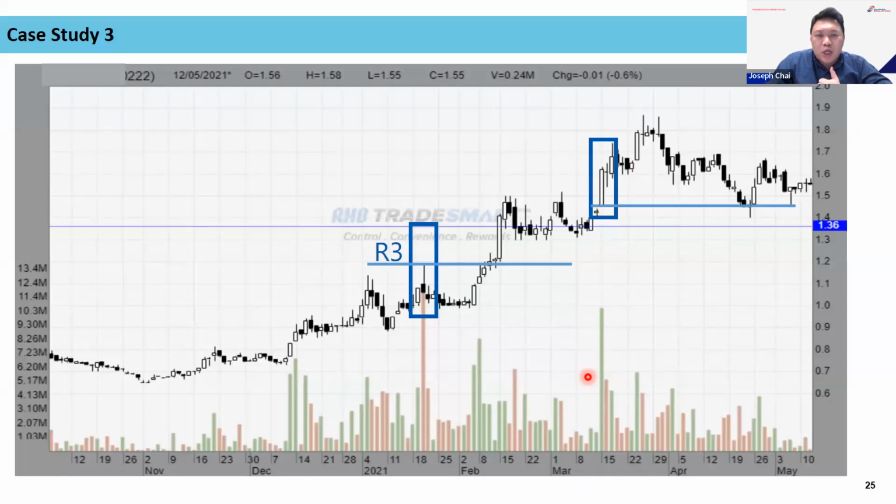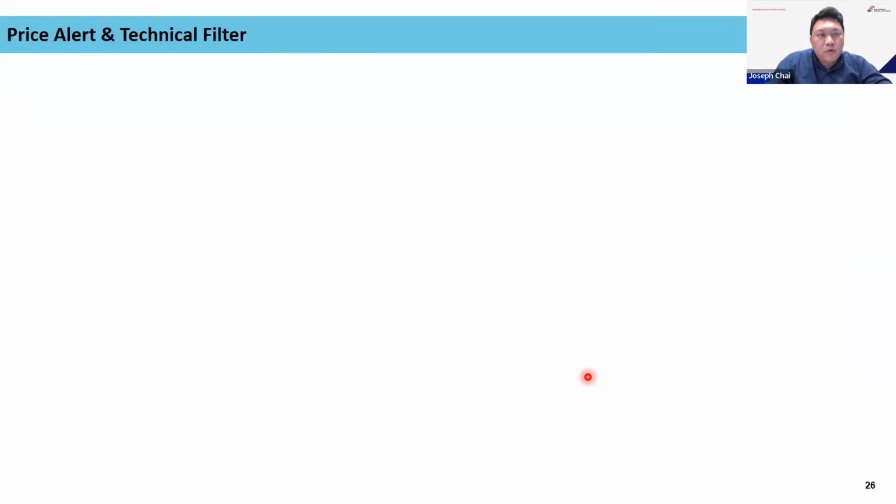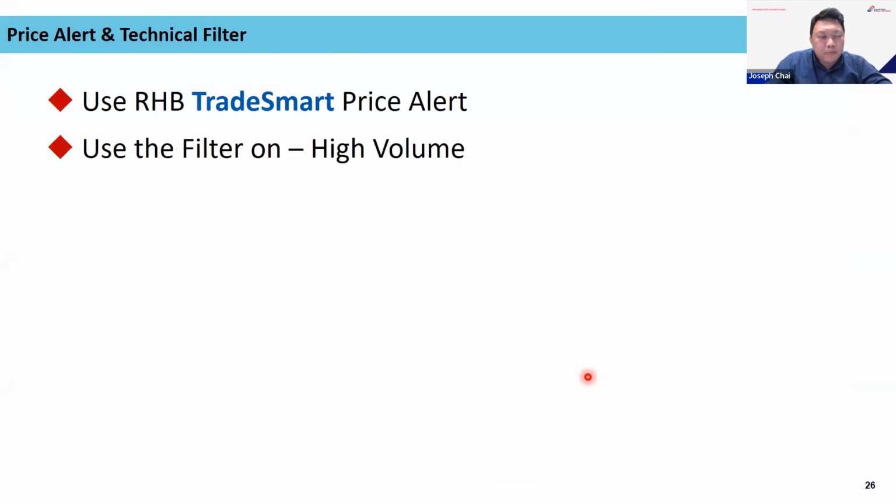Okay, so I'll share with you how we handle a downtrend stock, how we look for a rounding bottom, and then how we handle an uptrend stock. I hope that all this will give you all the opportunities in the market, yeah?